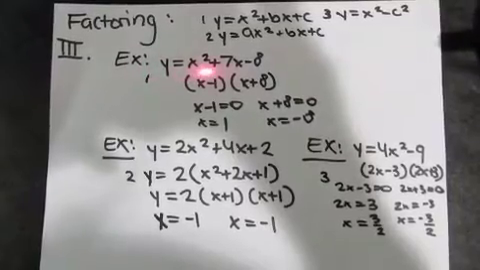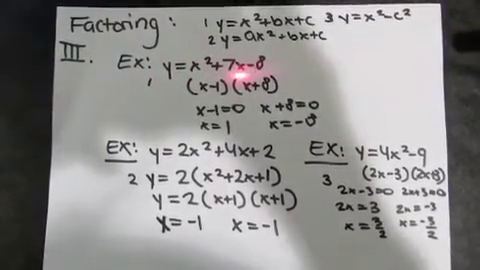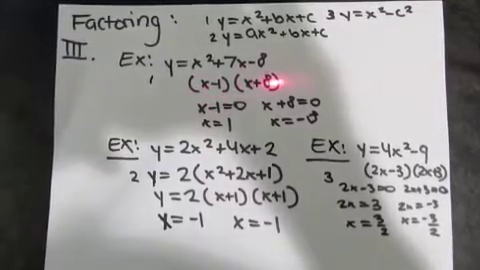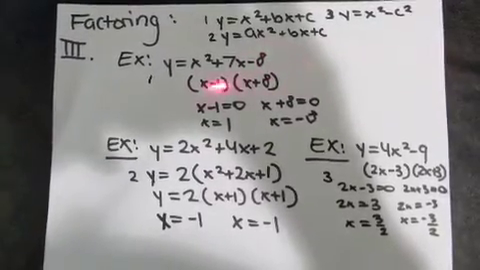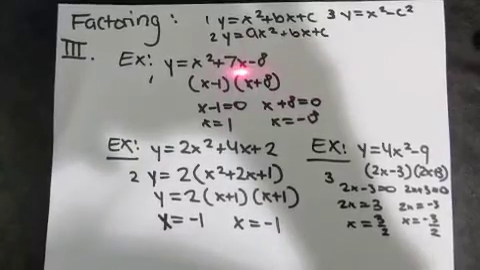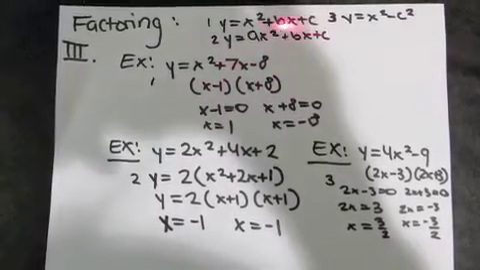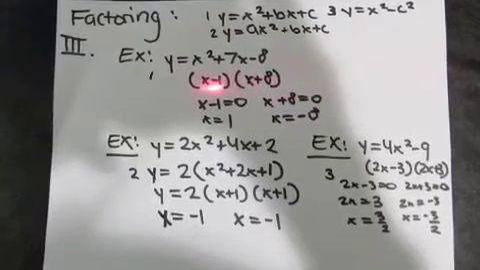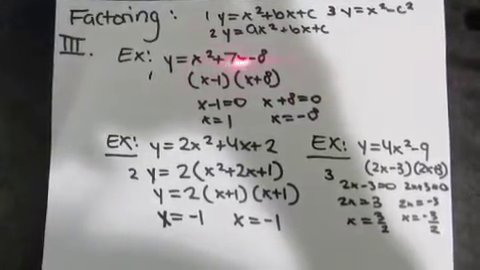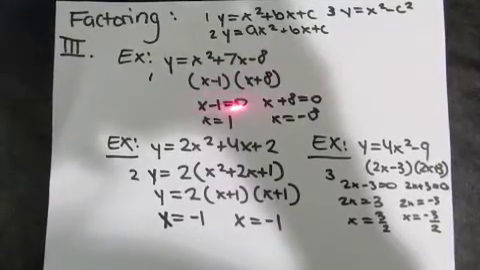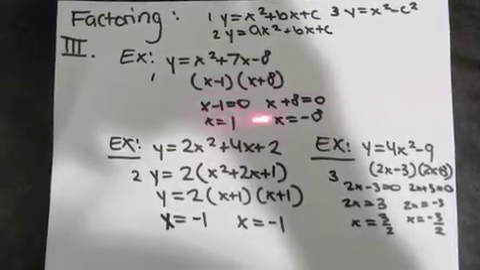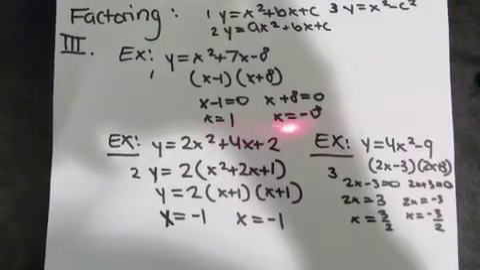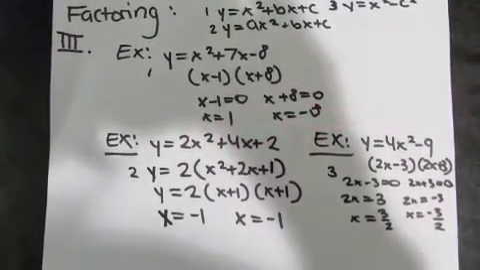Y equals x squared plus 7x minus 8. So here you see that minus 1 times 8 equals minus 8, and minus 1 plus 8 equals 7. So the c and the b here match up. So x minus 1 times x plus 8 is a simplified form of x squared plus 7x minus 8. And in order to find your x-intercept, you set both of these answers equal to 0. And so you find that x equals 1 and x equals negative 8.